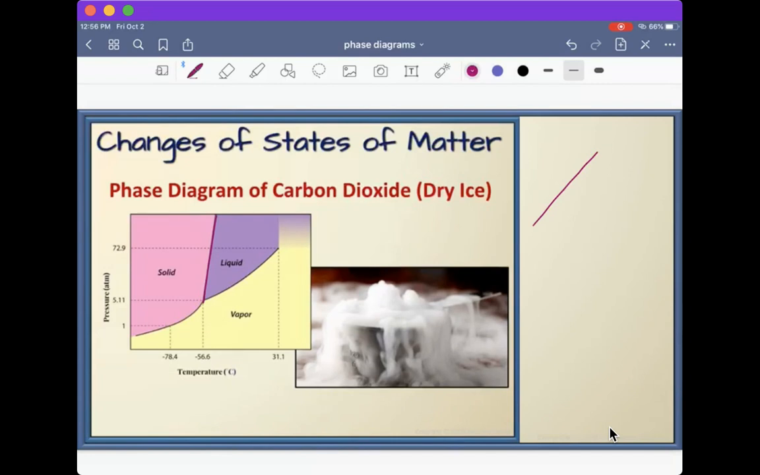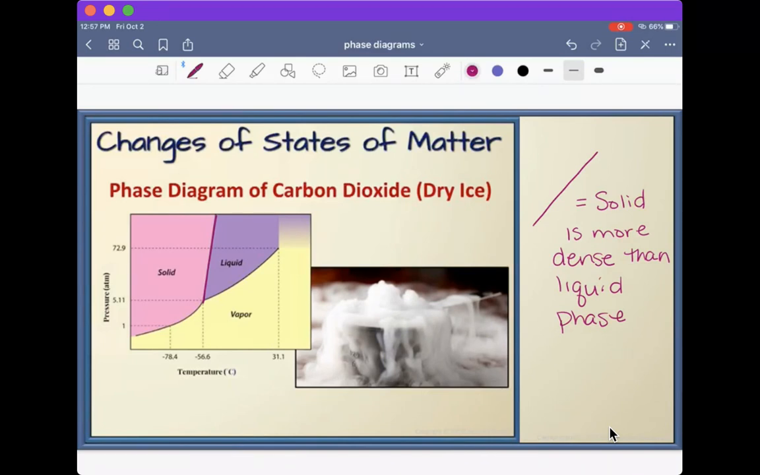Whenever you have a forward positive slope from the solid to liquid line, it's going to tell you that the solid phase is more dense than the liquid phase, because of that positive slope.